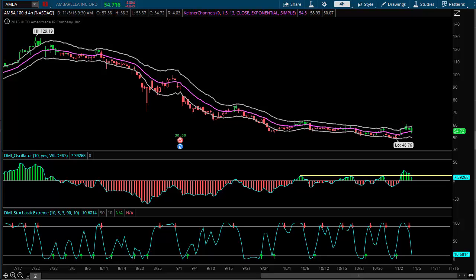And today we're going to be looking at AMBA. It's had a couple of interesting moves recently and some other changes in the trend that had me looking at a long trade in the stock.